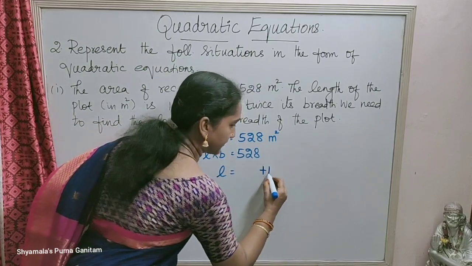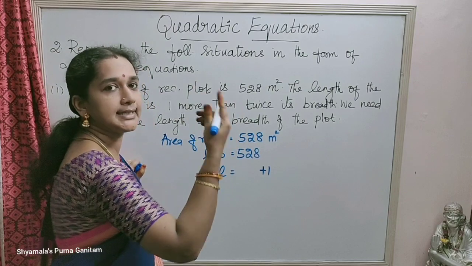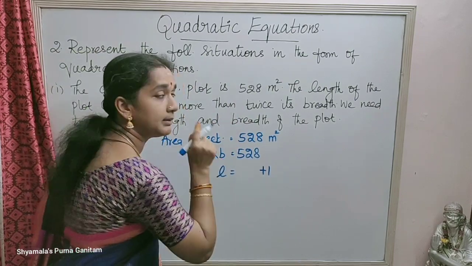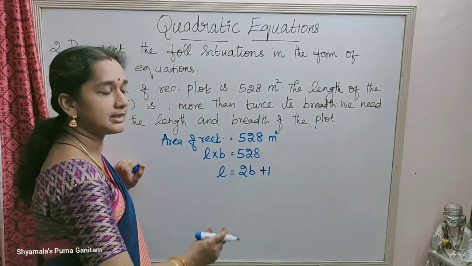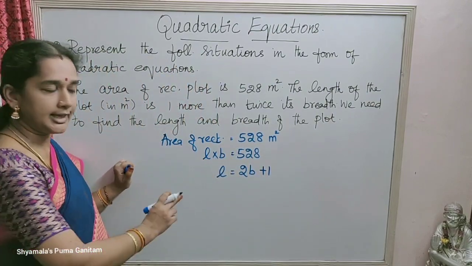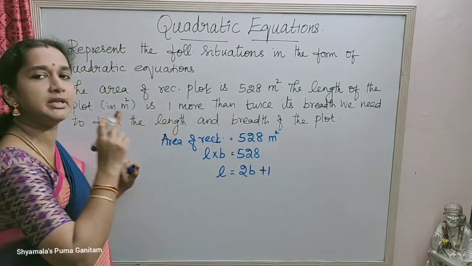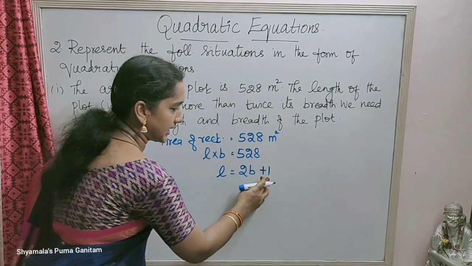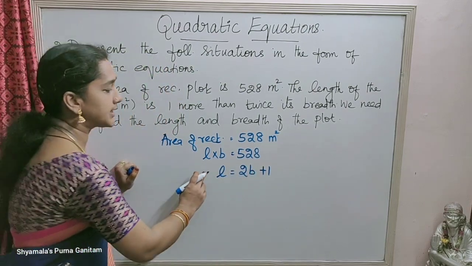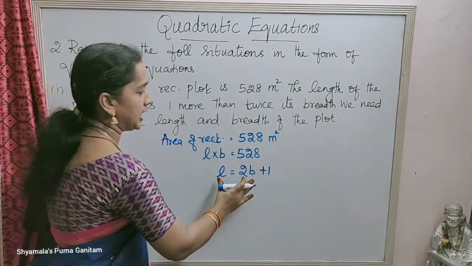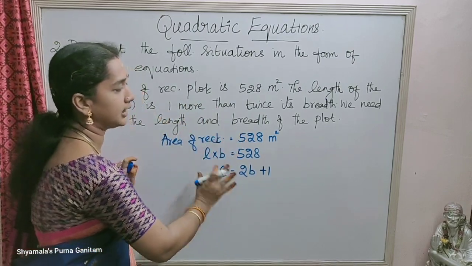So the length is 1 meter more than twice its breadth. So what is the breadth? Breadth is b. So twice its breadth, and this is your length. So length is 1 meter more than twice its breadth. So this is the equation for length, the given situation for length in the question.